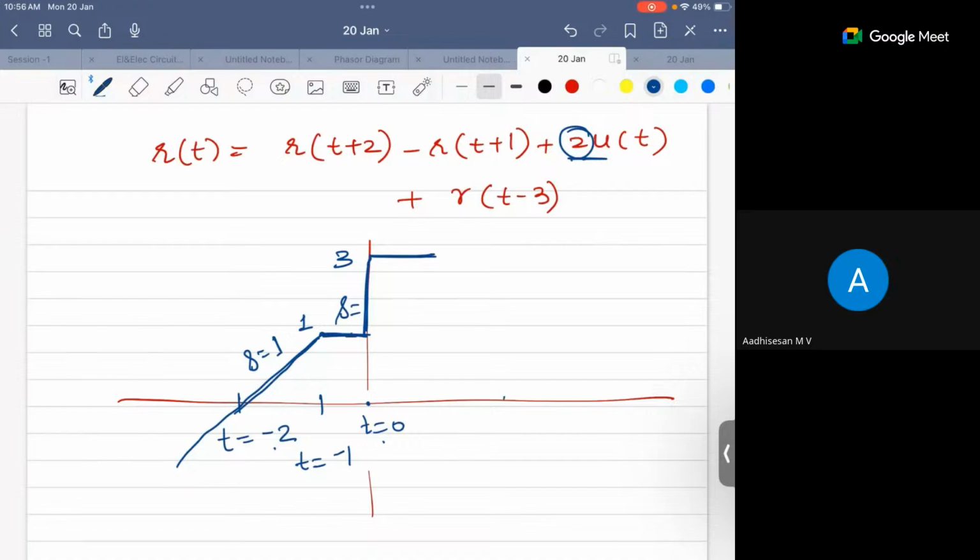At t equals 3. So at t equals 3, the slope should change. How should it change? It should gain a slope of 1. Okay, so it will go like this. If it was minus, then it would have gone like this, right? Because that is a slope of minus 1. If it was plus, then it would have gone like this. Is it clear to everyone? Yes, sir.